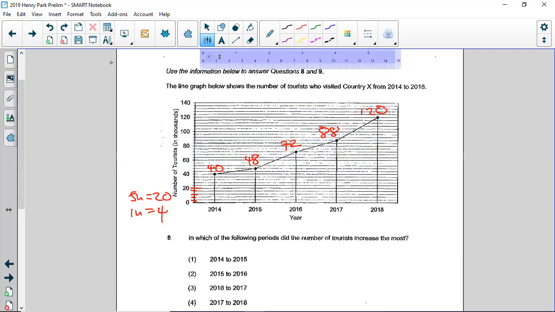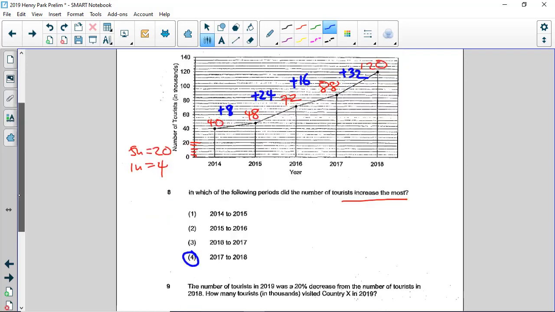Then you can answer the question. Which of the following periods did the tourists increase the most? Then you find the differences. You take 48 minus 40, that's a difference of 8. And then 72 minus 48, how many? That's an increase of 24. And then 88 minus 72, that's an increase of 16. 120 minus 88, so what's the increase? You have to do working. I'm using my calculator so we can do a bit faster. So there's an increase of 32. So which period has the most increase? From 2017 to 2018. So answer number 4.